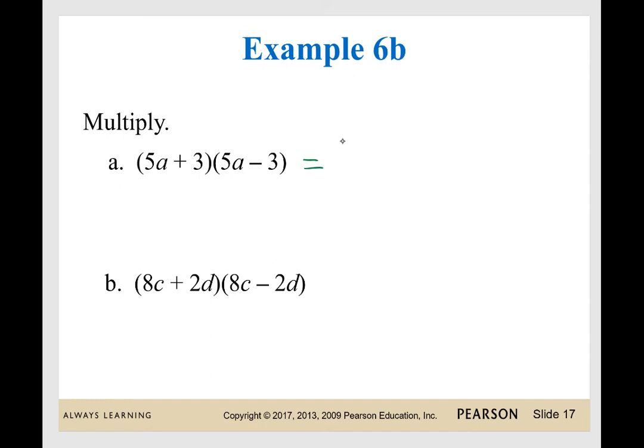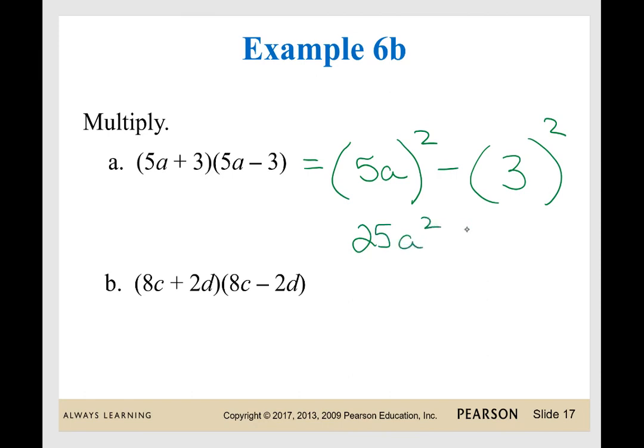Okay, so first thing I'm going to do is write down my pattern. So this is a squared minus b squared. And notice I just start with the parentheses because I already have this memorized. So I know I can start right with those parentheses. In the a position in both, I had a 5a. And in the b position in both, I had a 3. So my final answer is 25a squared minus 9.